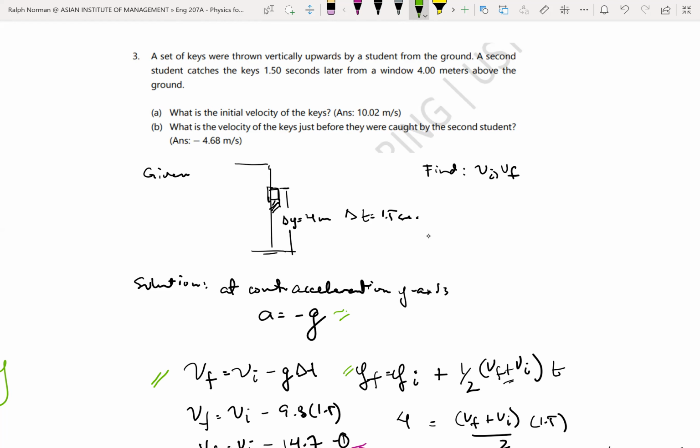Instead of x, it becomes vertical displacement equals initial displacement plus half of the sum of final and initial velocity times time. We have this. We don't have this, and these are unknown. We have this, and we have this. So in short, we have two equations, so we have to set them up and solve them simultaneously.